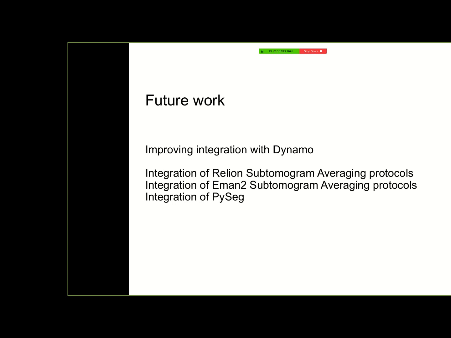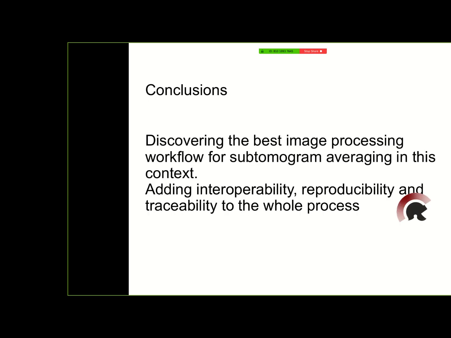So the future work is improving the integration with Dynamo. Dynamo is a very rich package, so we would like to have more operations that are defined in Dynamo. Then we are now working on the integration of the subtomogram averaging protocols of Relion, and also the subtomogram averaging, especially the multi-reference alignment, of EMAN. And what is in the pipeline is the integration of PySeg. At the moment we haven't started to integrate it into Scipion, but it is already in the pipeline. As soon as we have a free person, he will integrate PySeg.